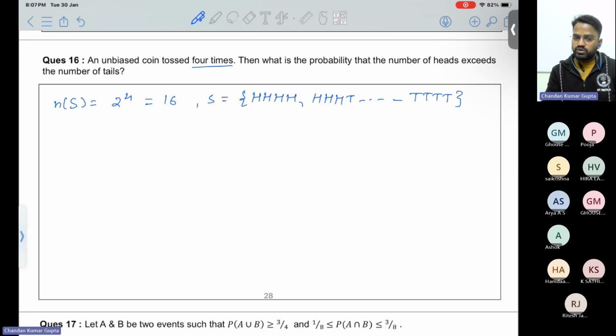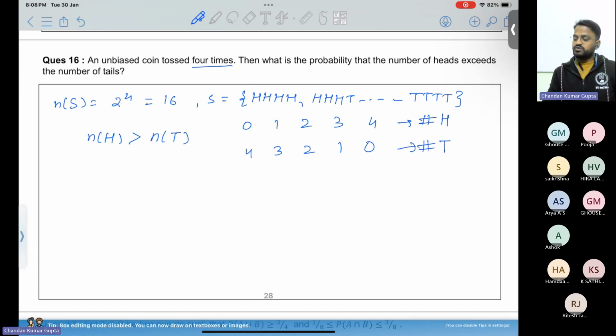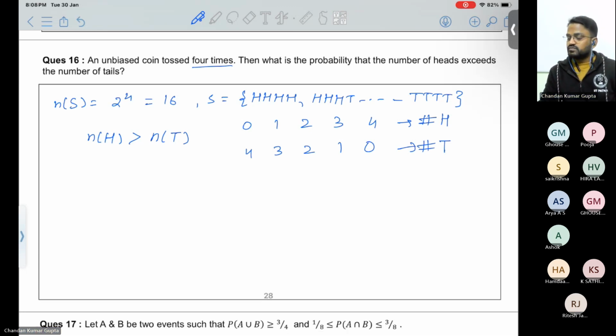Suppose the number of heads is 0, then the number of tails is more than 0. What is the probability that the number of heads exceeds the number of tails? Means the number of heads should exceed the number of tails. So here the possible number of heads is 0, 1, 2, 3, and 4, and similarly for tails 4, 3, 2, 1, 0. This is the number of heads and this is the number of tails. And you may then solve this. Is it simple to solve this question now?